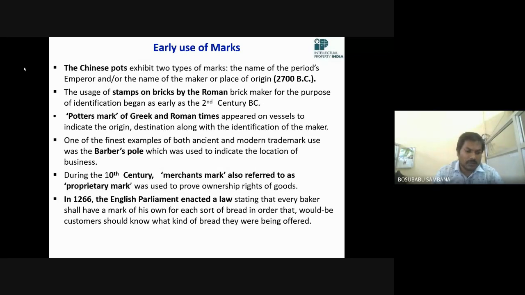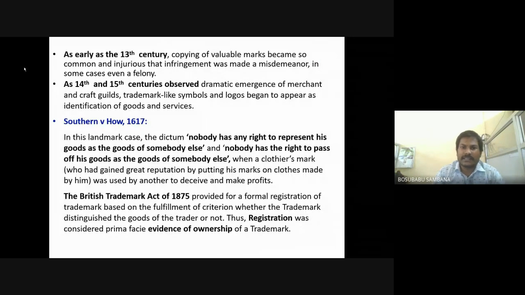Why? Because already so many bread companies were available in the market. They copied and utilized others' work without proper rights and permission. In that way, the king of the judiciary released one order in 1266. They gave the particular right. Later, in the 13th century, copying of valuable marks became so common and injurious that infringement was made a misdemeanor and in some cases even a felony. In the 14th and 15th centuries also, so many crafts and trademark-like symbols and logos began.